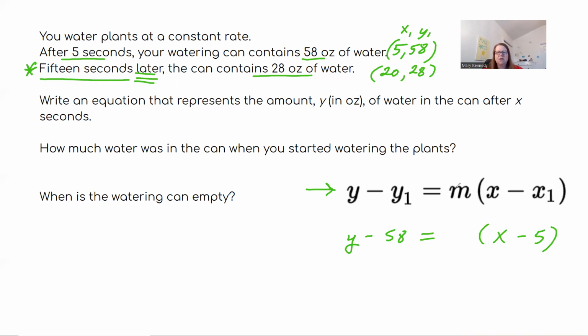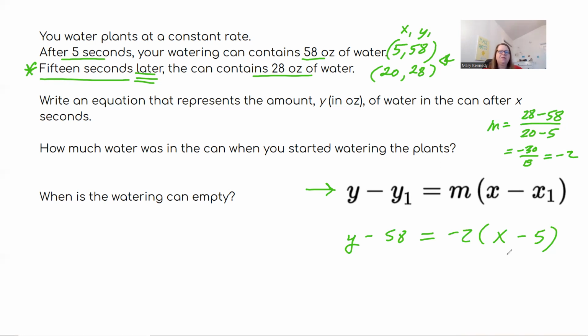Okay, so to find the slope, I would use these 2 coordinate points to get that. So I know that I'm going to subtract my Y's over subtracting the X's. So 20 minus 5. All right, so that gives me negative 30 over 15, which is negative 2. Okay, so my slope is negative 2.